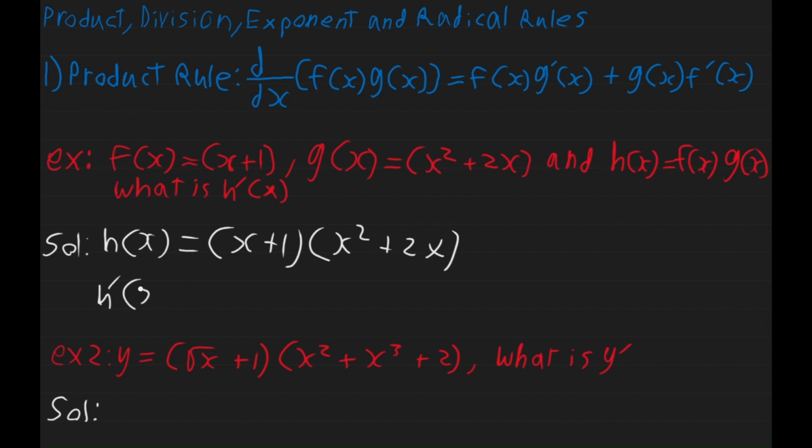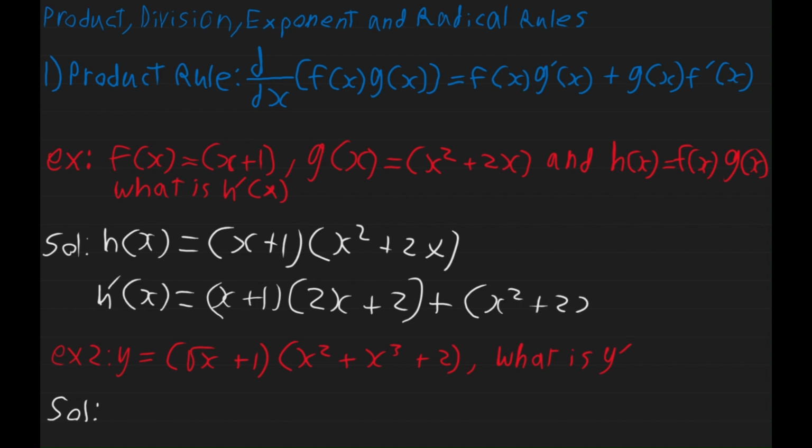We have h dash of x is equal to the first function multiplied by the derivative of the second function. So here this is the second function, which is 2x plus 2, plus the second function multiplied by the derivative of the first function. Here it's x plus 1, which is just 1, so you don't have to write it.